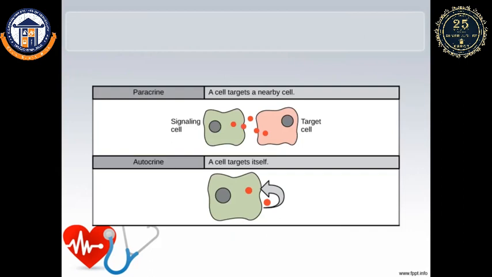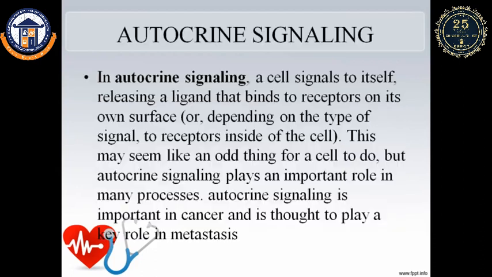In paracrine signaling, the cell targets the nearby cell, whereas in autocrine signaling, the cell targets itself. In autocrine signaling, the ligand which has been produced by the cell gets targeted to itself. It can take place in cancer cells for the process of metastasis, and the signal binds to the receptor of its own cell and gives out the response.